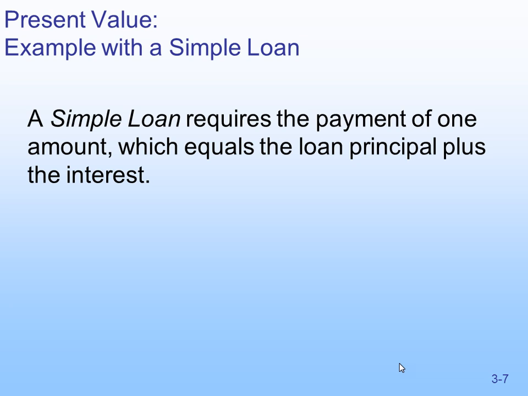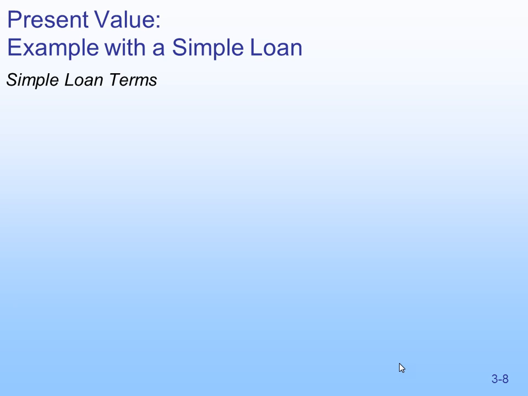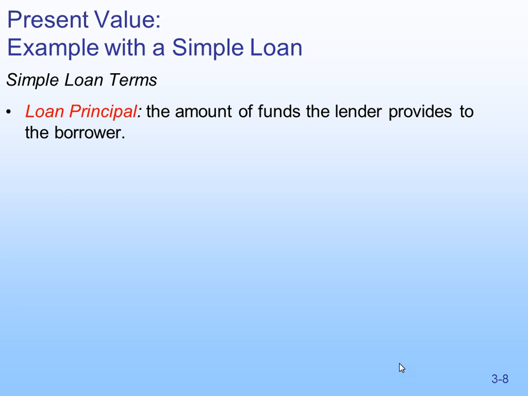And that is going to be the principal plus the interest. It's one lump sum after a period of time. We'll look at 1 year or 2 years, something like that. All right, so here are some terms that are useful when we go into other debt instruments too. Loan principal, what is that? That's the amount. Let's do an example here.